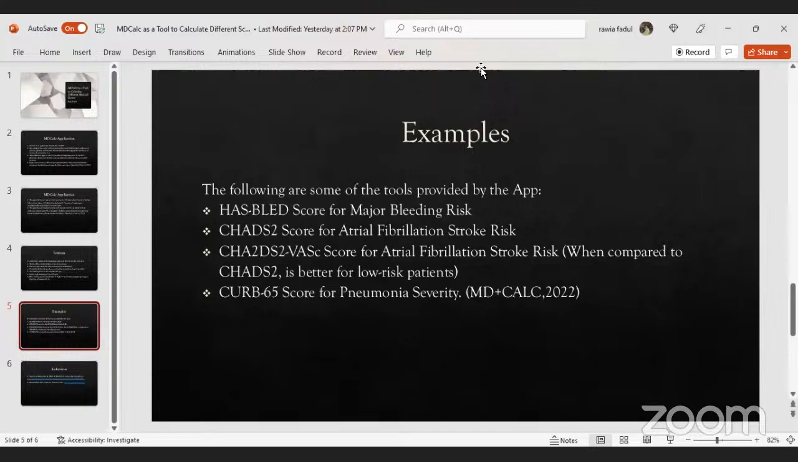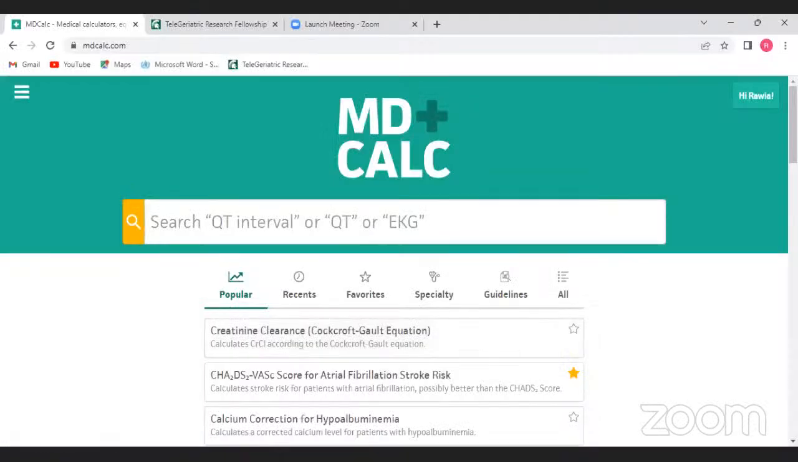So I need to share my screen. Can you see the main page for the calculator? Yes, Dr. Rawia. Yes.